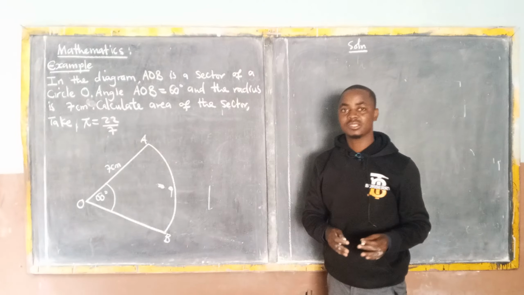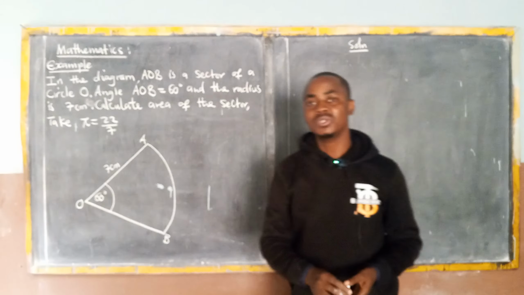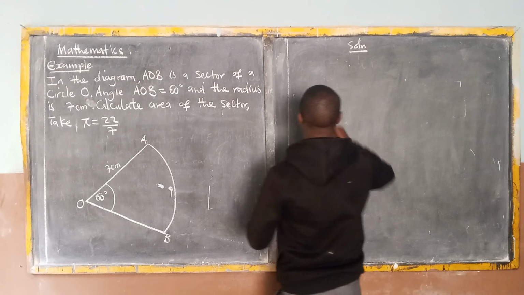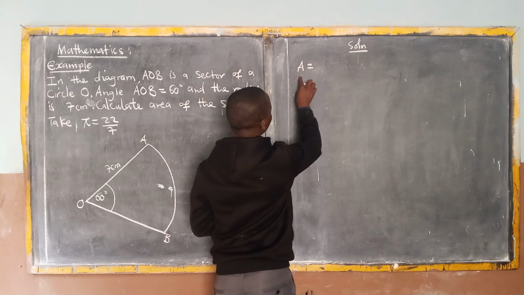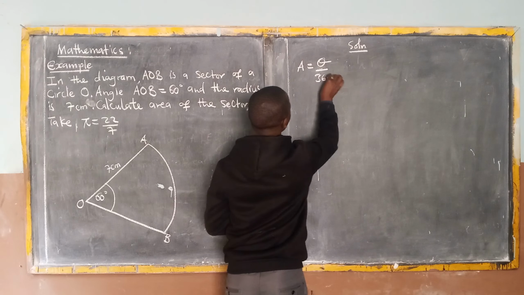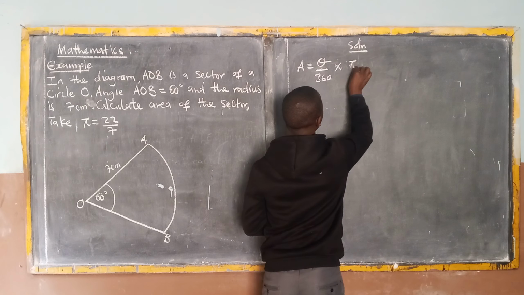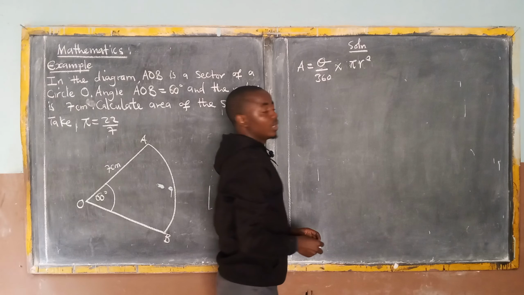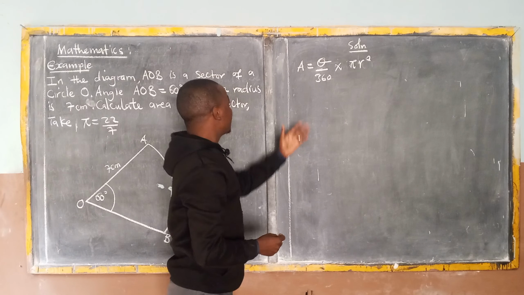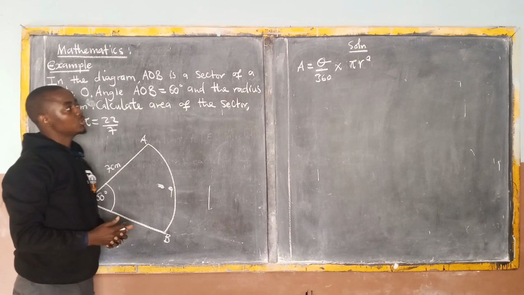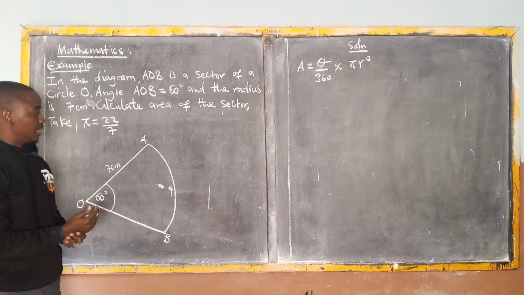So what do you need to know in order for us to come up with the correct answer? The first thing is for you to know the formula. The formula tells us area is theta divided by 360 multiplied by pi r squared. Now, apart from finding the area, on these kinds of questions you might also be told to calculate the arc length.